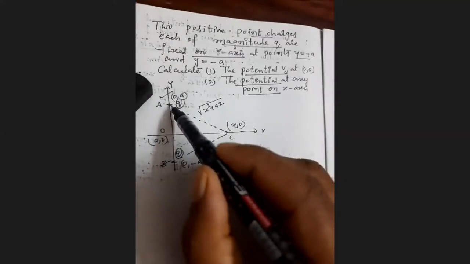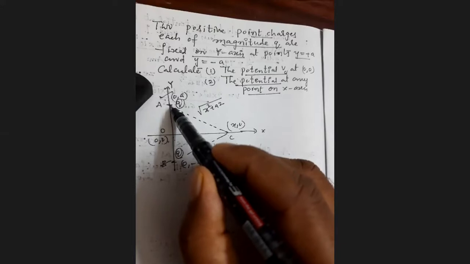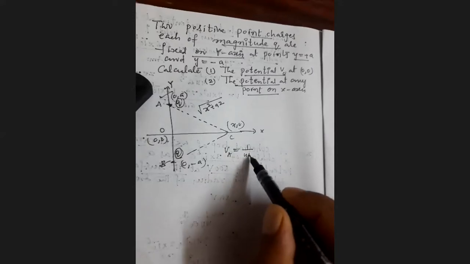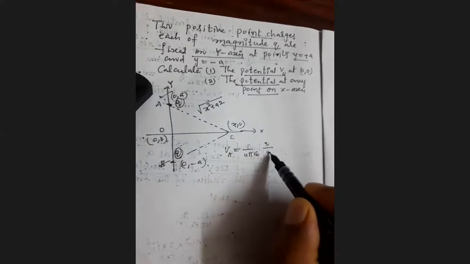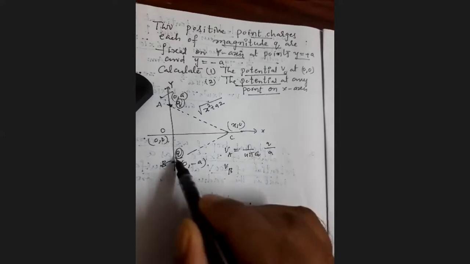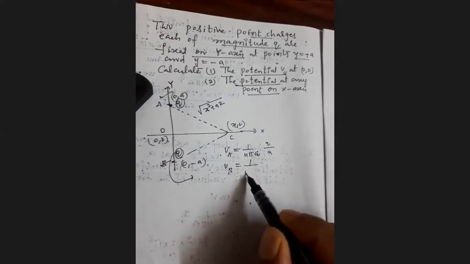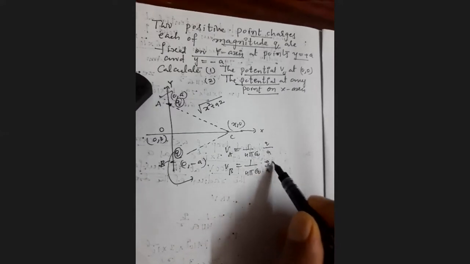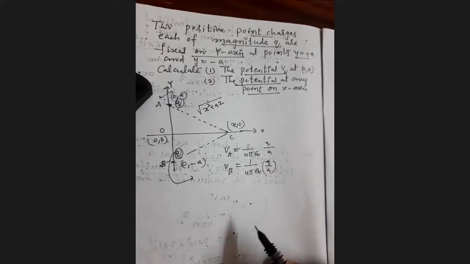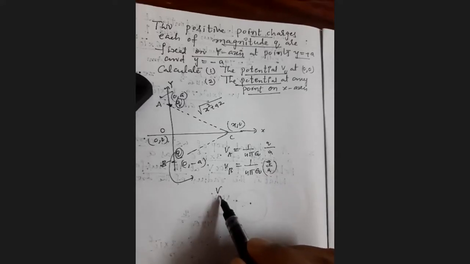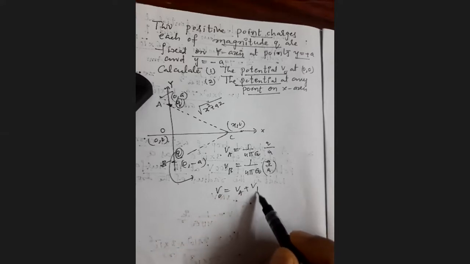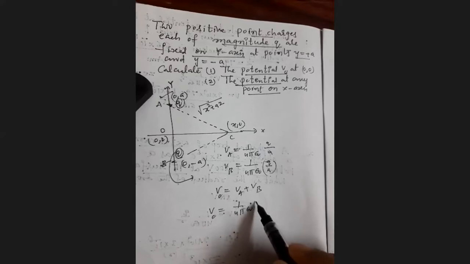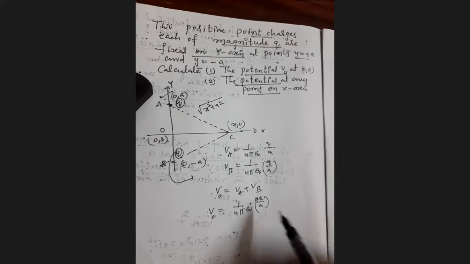Sir, potential due to the charge Q placed at A, VA is equal how much? 1 by 4 pi epsilon naught Q by A. Potential due to this charge, VB equal 1 by 4 pi epsilon naught Q by A. Same charge. Both are like charges. The total potential at origin equal the sum of these two, VA plus VB, 1 by 4 pi epsilon naught Q by A plus Q by A, 2Q by A.